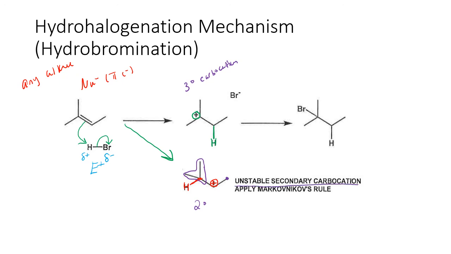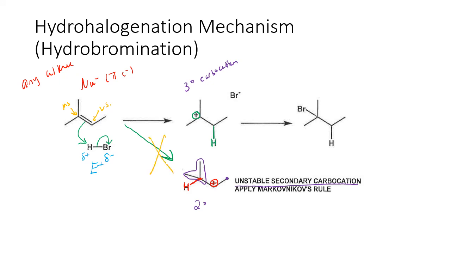So using Markovnikov's rule, the hydrogen's going to go to the least substituted side. So this is our least substituted side. This is our most substituted side. So the carbocation actually ends up on the more substituted side since hydrogen is on the least. So this arrow is not going to happen.